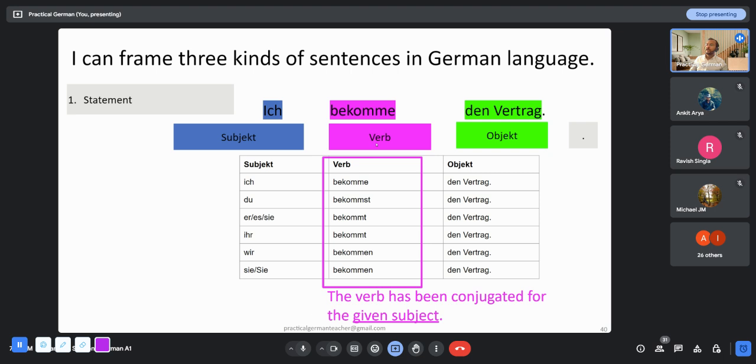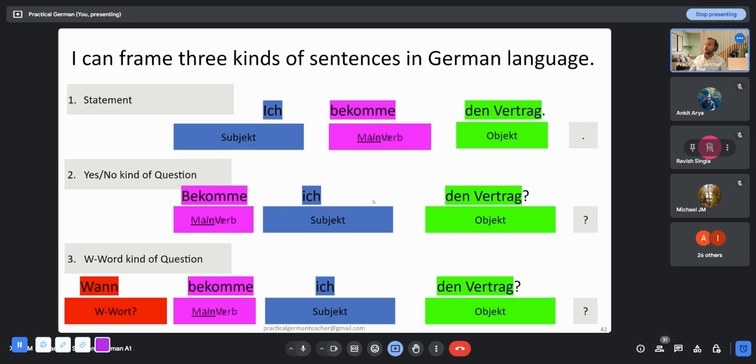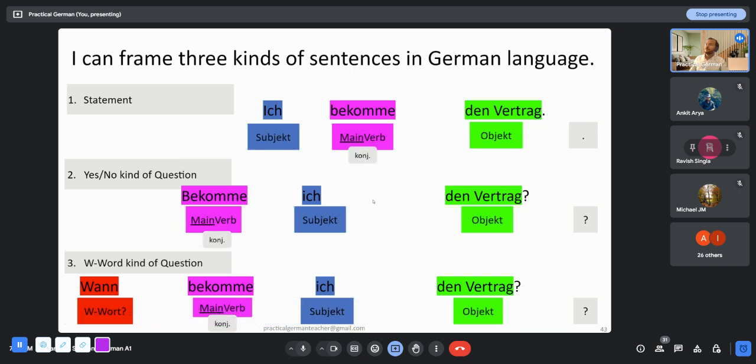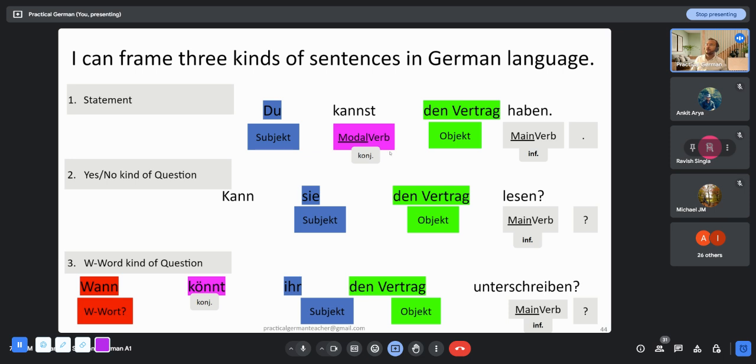So you are conjugating the verb, whatever is there, as long as you use only one verb in a sentence. The moment you use a modal verb, we did this in the last session, the other verb goes to the last position. Normally the verb was here, now it is at the last position, and the modal verb is at the second position. Now you conjugate the modal verb, and for the other verb I write inf, which means infinitive form. You write the verb as it is, you don't have to conjugate it.